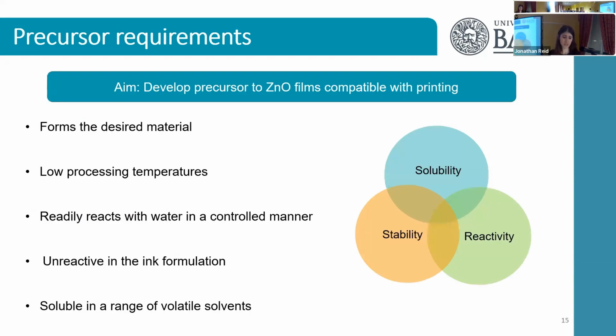So what we need to do is to develop precursors to zinc oxide films that are compatible with printing. And to do this, we need to fulfill a set of requirements for our precursors. So first and foremost, they need to form the desired material. They need to have low processing temperatures so we can print on our range of substrates. They need to readily react with water in a controlled manner because that's how we're forming our metal oxide. And it needs to be unreactive in the ink formulation and soluble in a range of volatile solvents. So aiming for this point here.